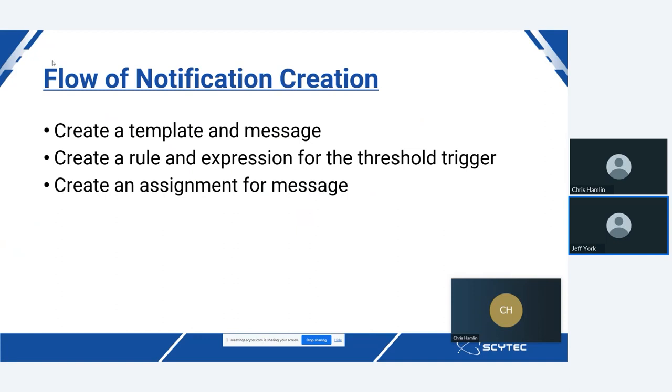And then the last is to create an assignment for that message, which is basically the end of where the notification gets sent and how it gets sent. So you want to assign that to a certain machine and then get that in a certain notification format, such as text, Teams, or email.